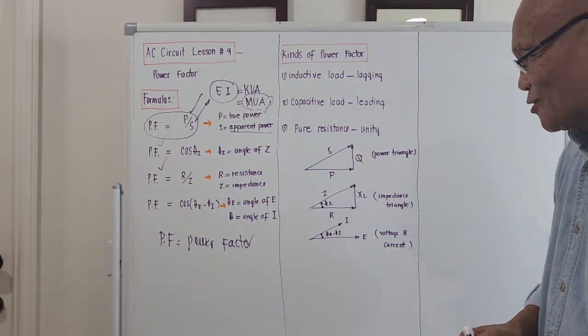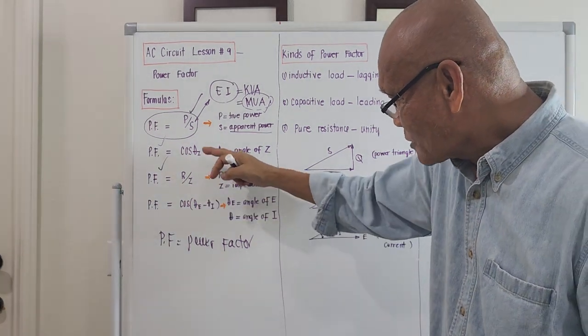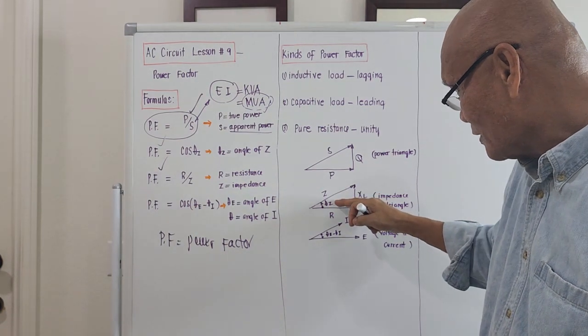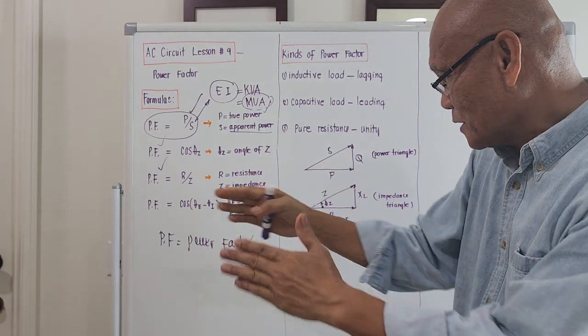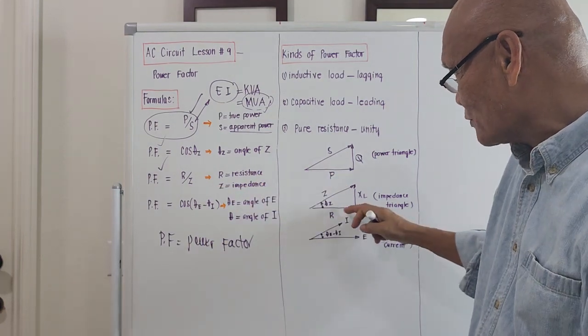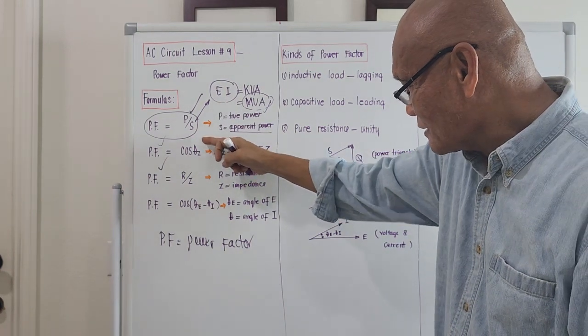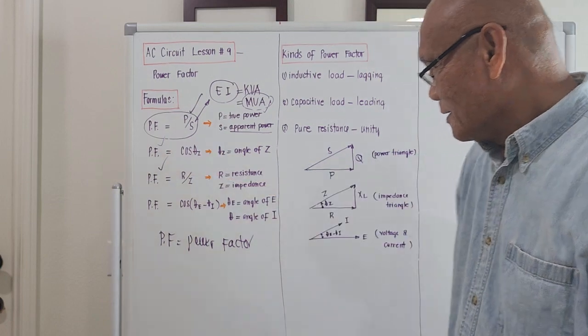Actually, this formula number 3 emanates from formula number 2, because if we take the cosine of this angle, that is power factor. Since from the study of trigonometry, cosine is adjacent over hypotenuse, cosine of theta Z is actually the ratio R over Z. So that's formula number 3.